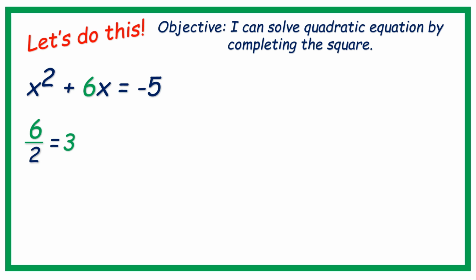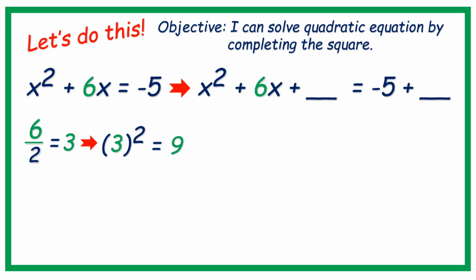So what are we going to do with that number 3? We are going to square it. So 3 times 3 is 9. Another question: what are we going to do with that number 9? First, we're going to write it like this: x squared plus 6x plus blank equals negative 5 plus blank.